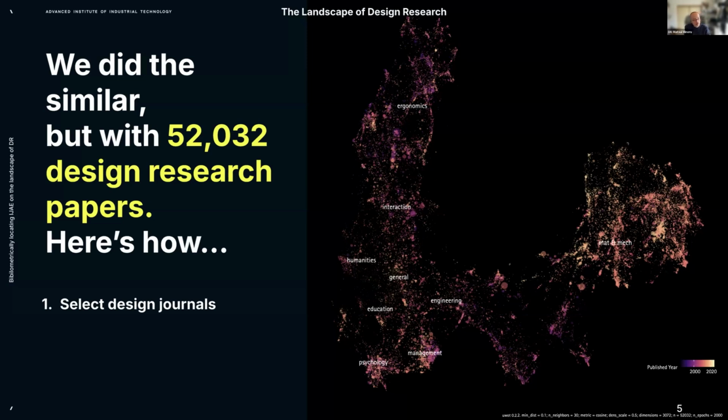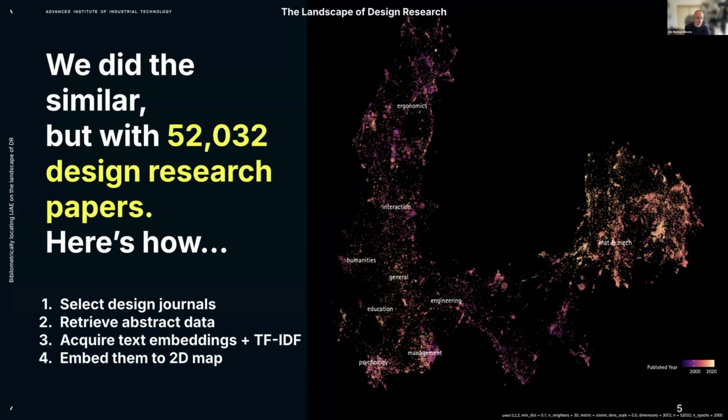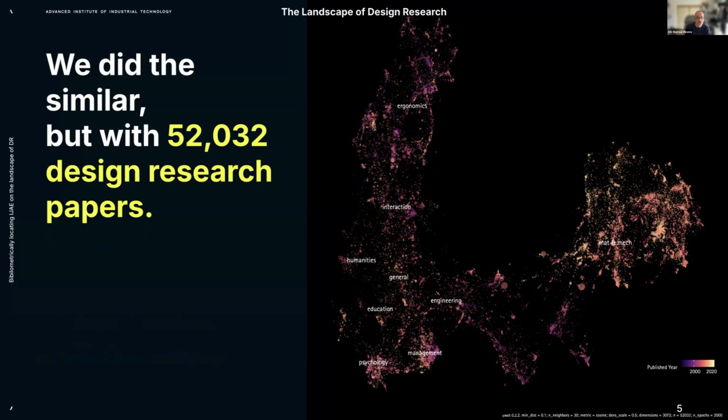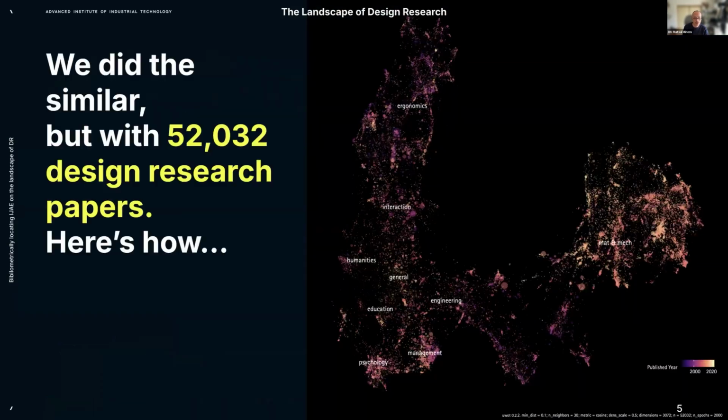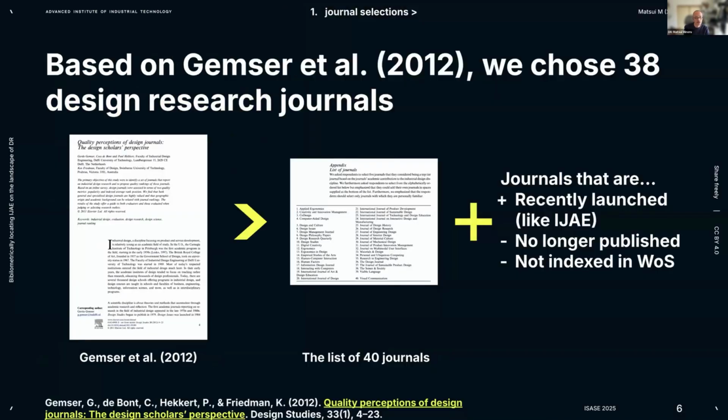First, I selected the design journals, then retrieved the abstract data from Web of Science, then acquired text embeddings and TF-IDF, then embedded them into a 2D map. This is nothing new. These methods are just explained in this Gonzalez Marquez paper, but we have found something surprisingly interesting from this bibliometric research. So I thought I'd share the results with you.